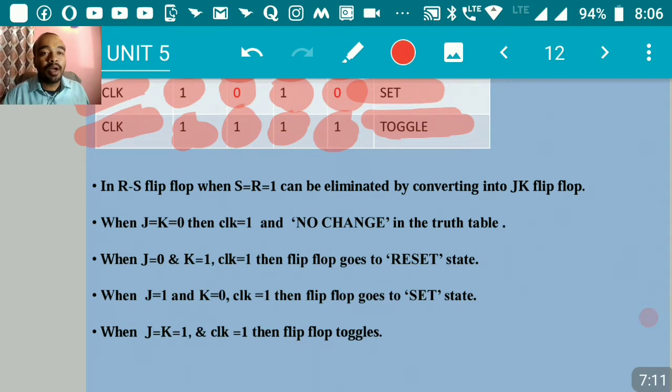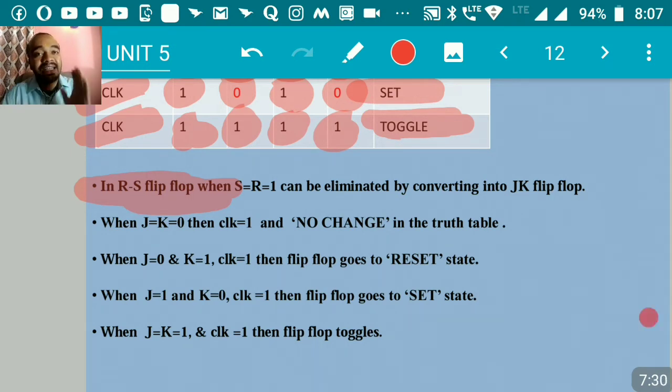Then let us go to understand the working of the JK flip-flop. In RS flip-flop, the condition S equal to R equal to 1 can be eliminated by converting into JK flip-flop. In RS flip-flop, we have a condition, right? S equal to R equal to 1. When S is equal to R is equal to 1, what happens? The SR flip-flop goes into a state called the invalid state. That invalid state can be eliminated by using the construction that is used for JK flip-flop. That is what he means by this sentence.